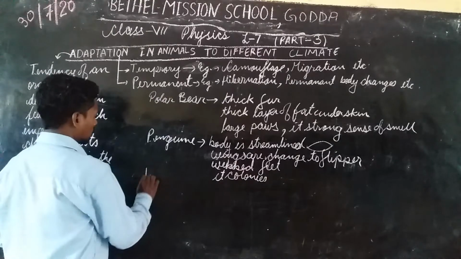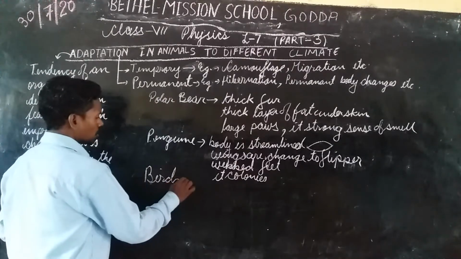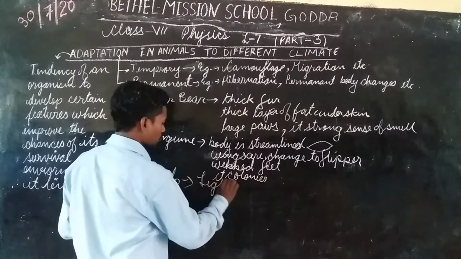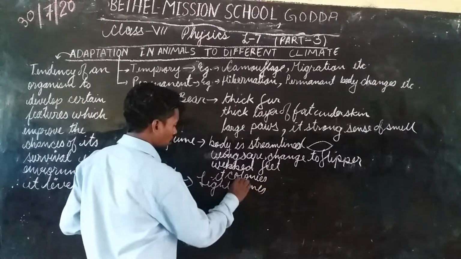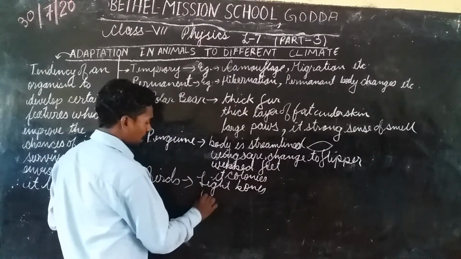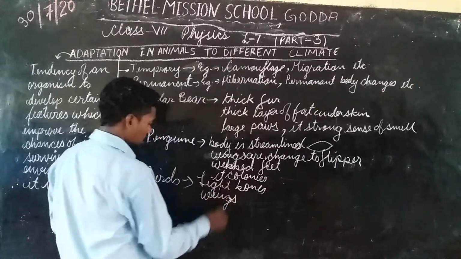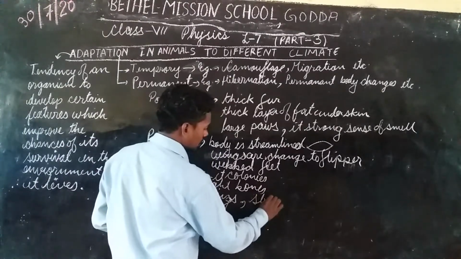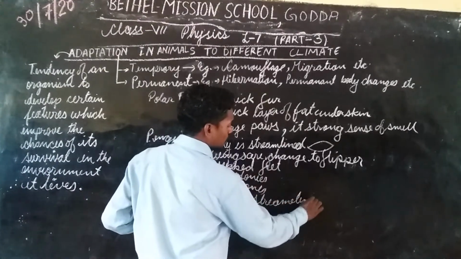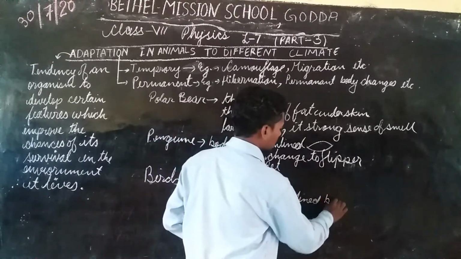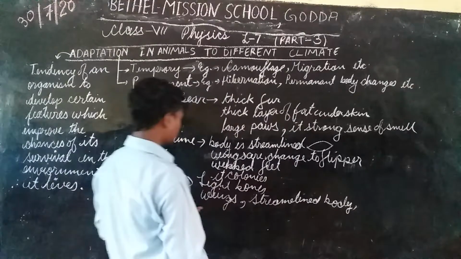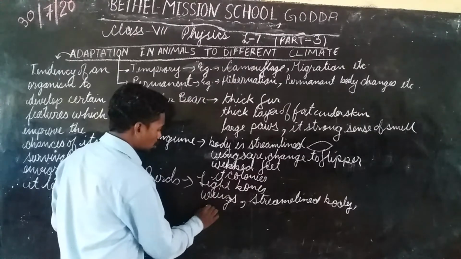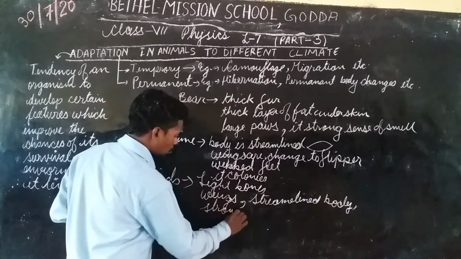Then we have birds. There are some adaptations of birds. They have what? They have light bones. Okay. Number two, they have wings. Yes, they have wings. Then their body is streamlined. The body is streamlined. Okay. Then what else? It has a strong breast.